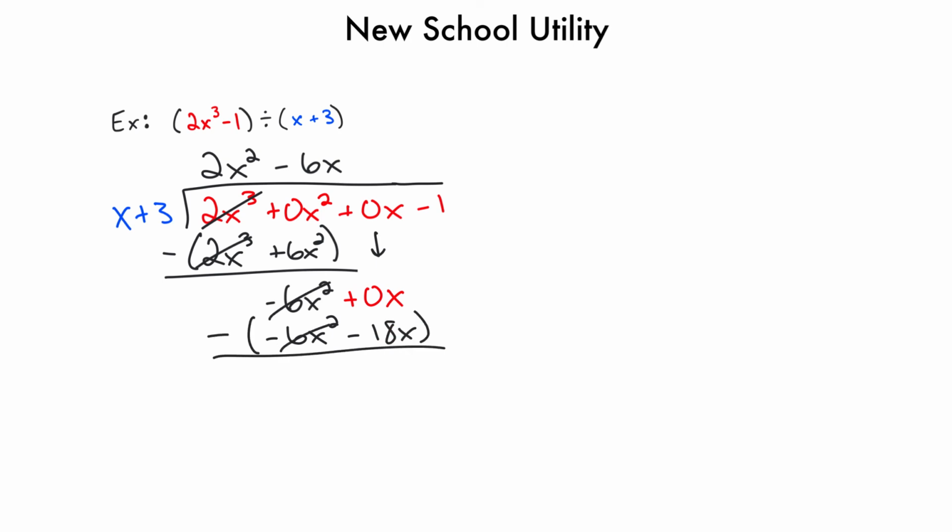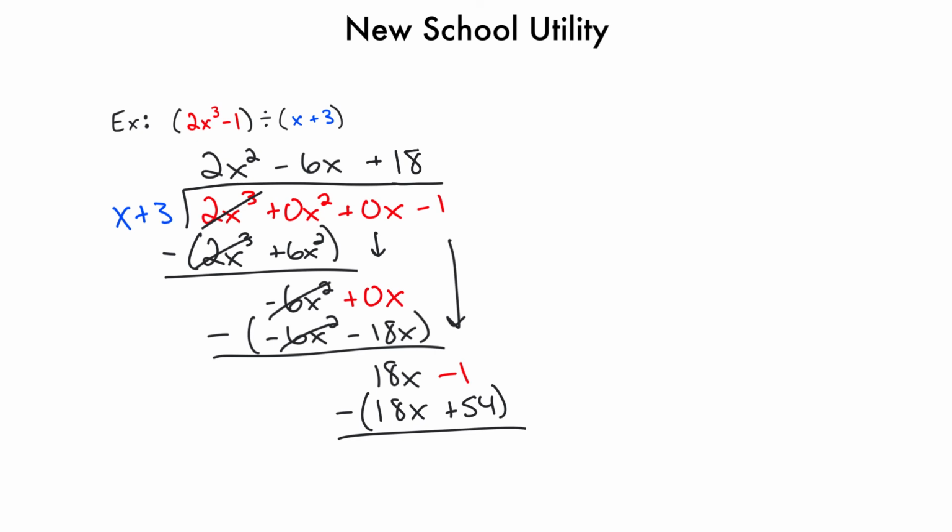When I subtract, these eliminate. I'm left with 0 minus a negative 18x, which is just positive 18x. Then I bring down the negative 1, and we're in the home stretch. The number that I have to multiply x by in order to make it an 18x is 18. And that'll give me 18x plus 54.